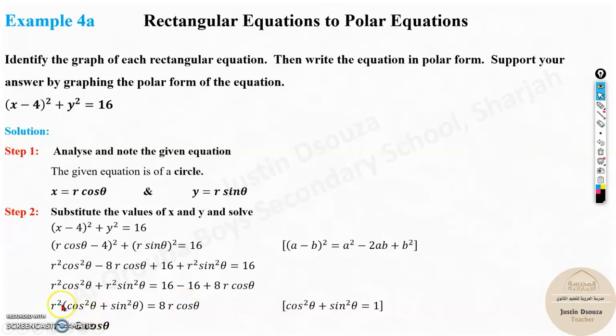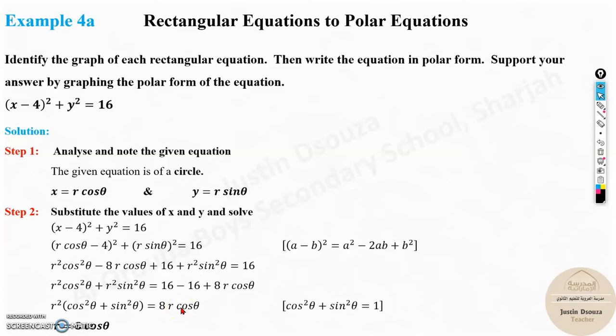So over here, now, you have to simplify this to 1. Can you see this? This is into 1. So it's gone. Only r square remains. But you're dividing both the sides by r. So you're simplifying it further. And what remains? r equals 8 cos theta. So this is the final polar equation.